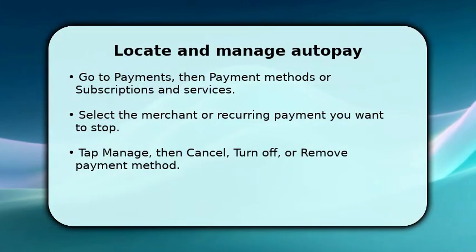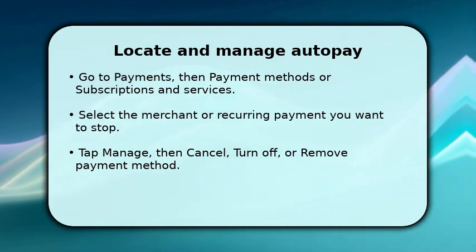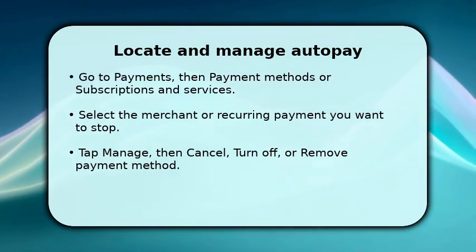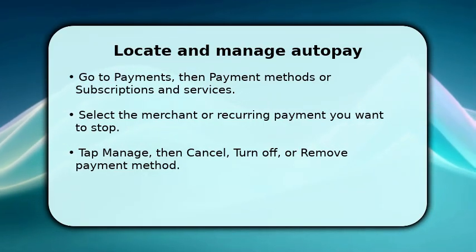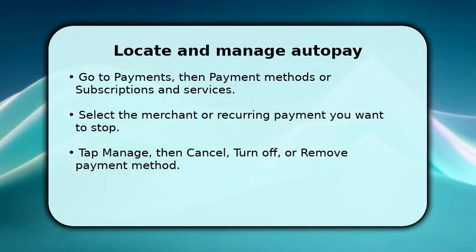Once in settings, navigate to payments, then subscriptions and services or payment methods depending on the update. Google groups recurring charges in either. Tap the specific merchant or subscription to reveal options. You'll see Manage, Cancel, or Remove. Choose the action that stops future billing.